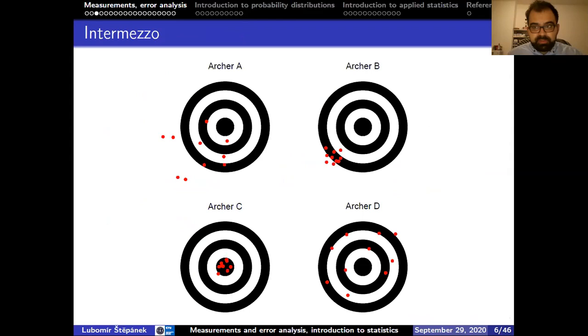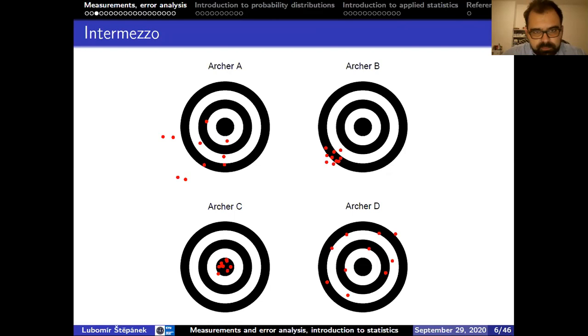Let's suppose this theoretical situation. We have four targets and we have four archers. The targets are typical disk targets, and the red dots stand for hits or for the shots that the archers did, and the red dots mean that they shot the targets. Yeah.